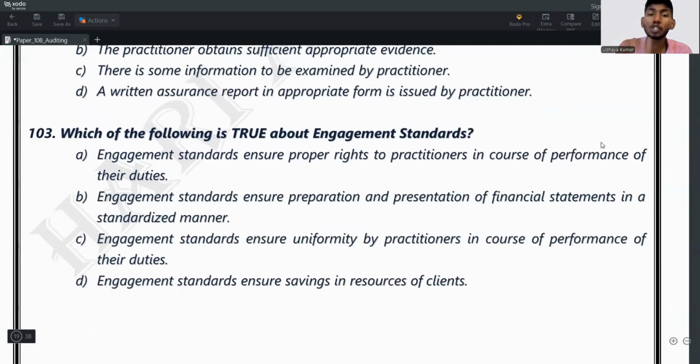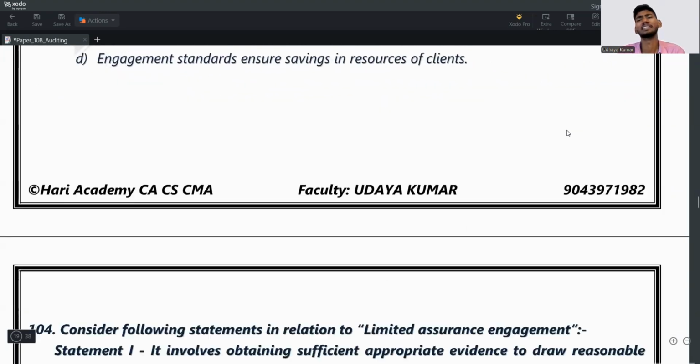So moving to question number 103, which of the following is true about engagement standards? Here the engagement standards are designed to provide guidelines and a framework for practitioners, in the sense of auditors, accountants, or other assurance providers, to ensure they follow consistent procedures and maintain a high level of quality in their work. Right? Option A, engagement standards ensure proper rights to practitioners in the course of performance of their duties. It's not true, right? Engagement standards ensure preparation and presentation of financial statements in a standardized manner. It's also not true. Whereas engagement standards ensure uniformity by practitioners in the course of performance of their duties. So that is the accurate answer. Then engagement standards ensure savings in resources of clients. That's also irrelevant, right?